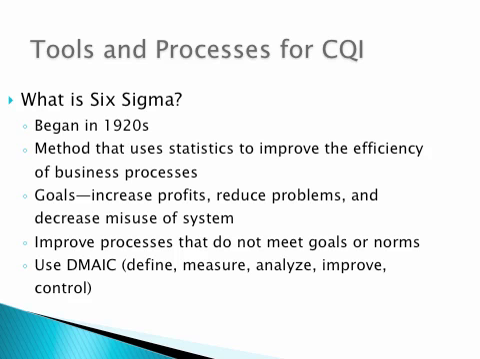In order for us to have continuous quality improvement, we must look at some of the tools and some of the processes that are in place. One is Six Sigma. It began in 1920, a method that uses statistics to improve the efficiency of business processes. The goal was to increase profit, reduce problems, and decrease misuse of the system. Improve processes that do not meet goals or norms, and they also use DMAIC, that is define, measure, analyze, improve, and control.